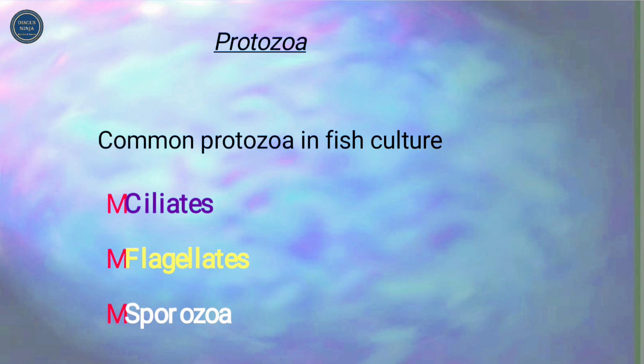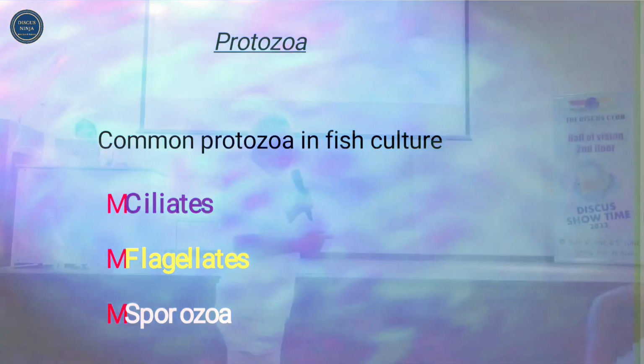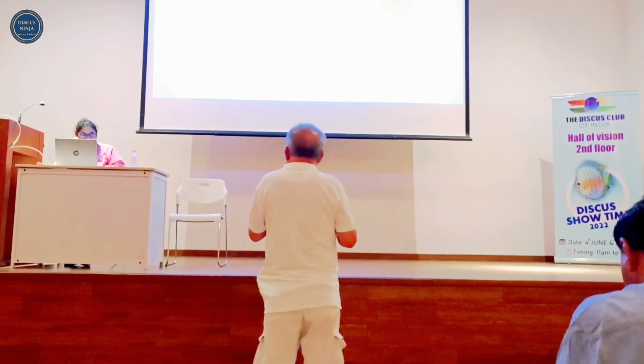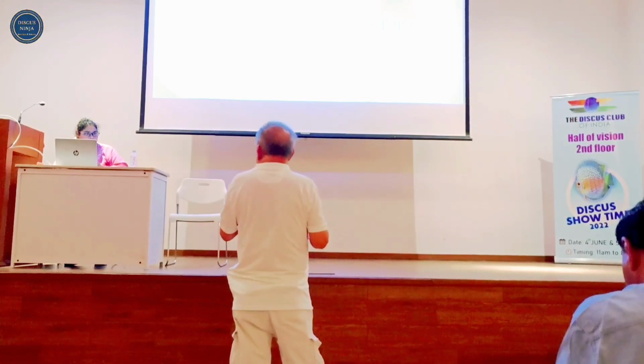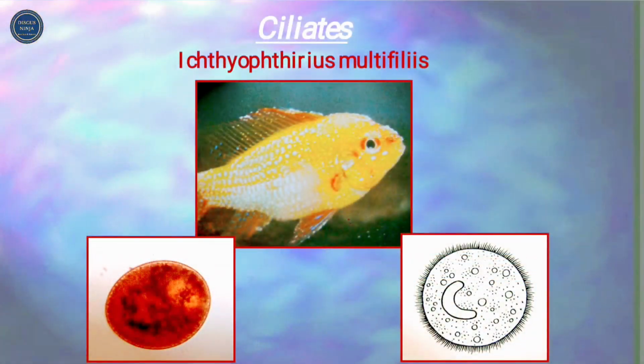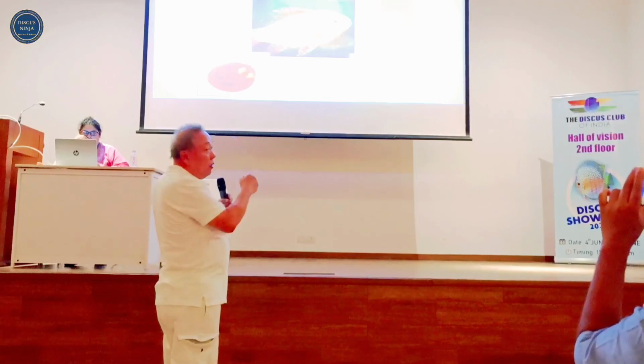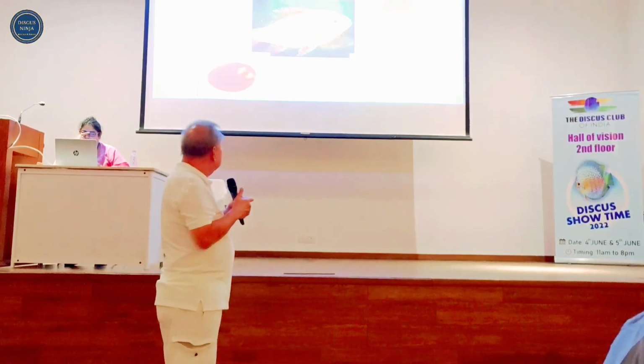protozoan. You have common protozoan in fish culture. You have ciliates, okay? Ciliates, flagellates, like Hexamita and all that, they call it flagellate. You know? You have sporozoan. See, ciliates are grouped into, like, this is the common white spot, the itch, you know? Okay?